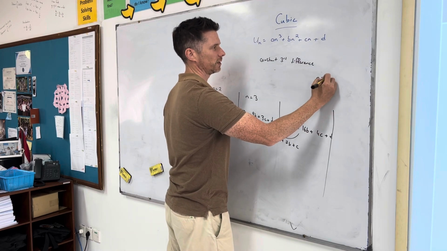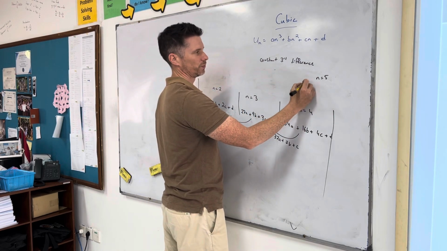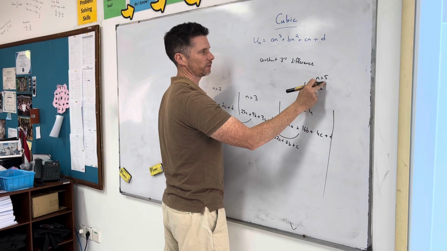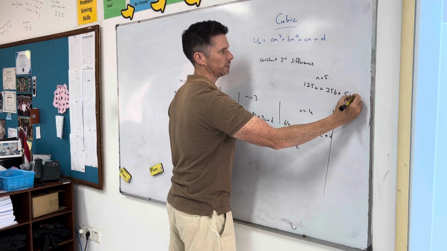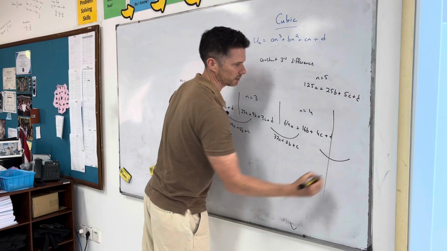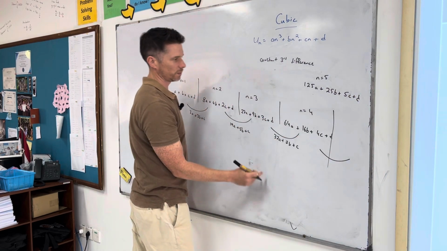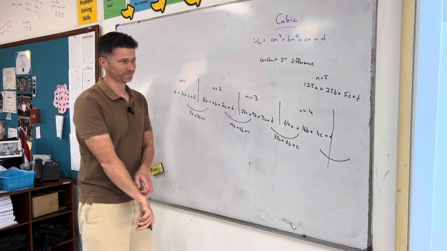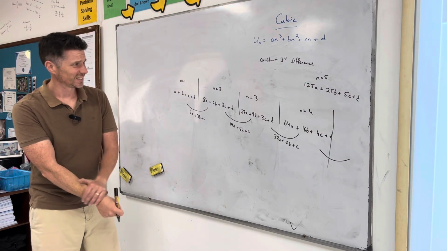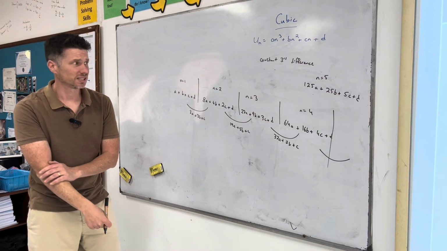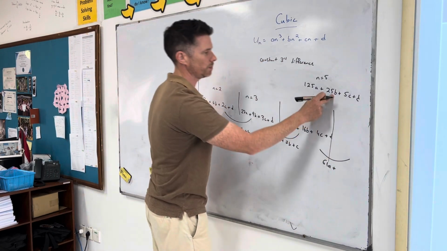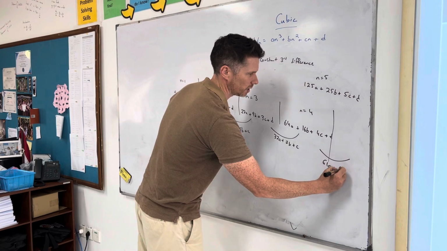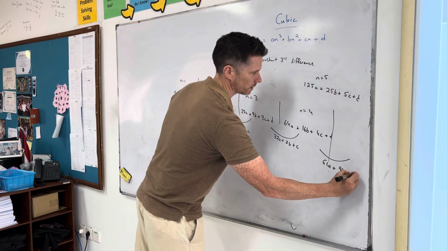When n is equal to 5, just 125A, that's 5 cubed. 5 squared is 25B, 5C plus D. What would be the last difference here, from 64 to 125? 61A's. Plus, how many B's did we get extra? 9B's. And 1C.